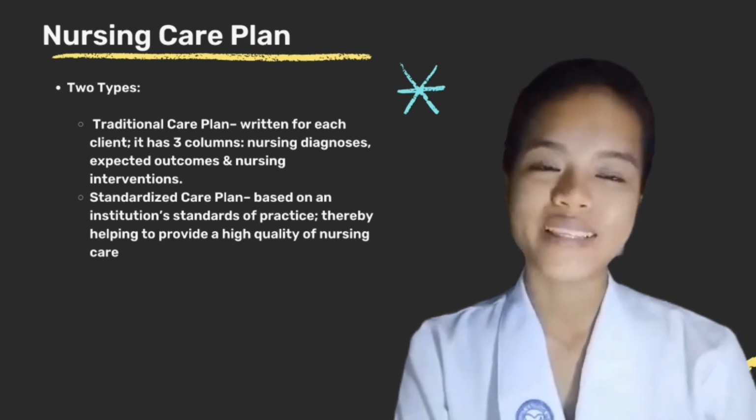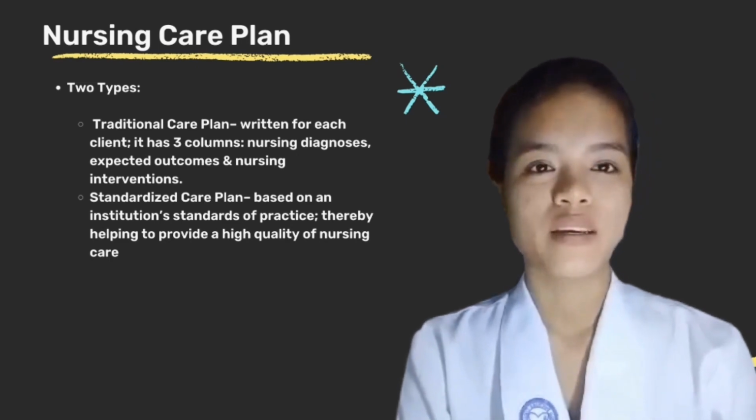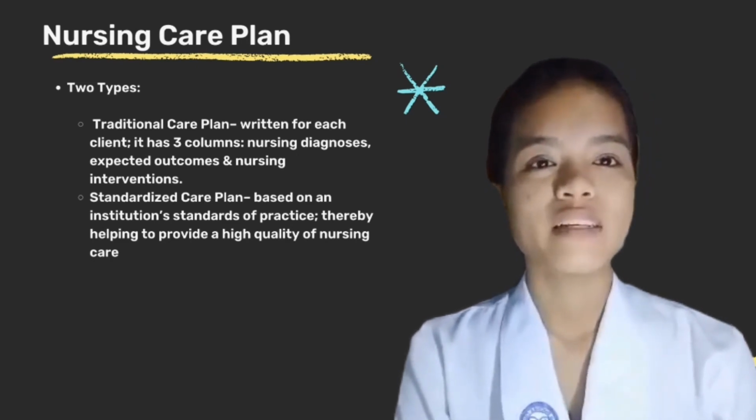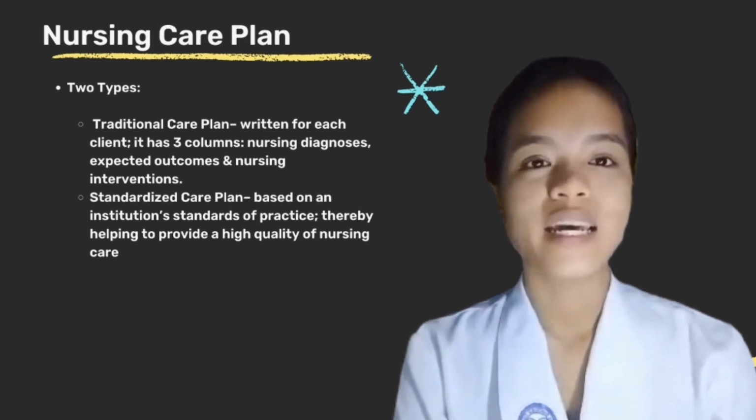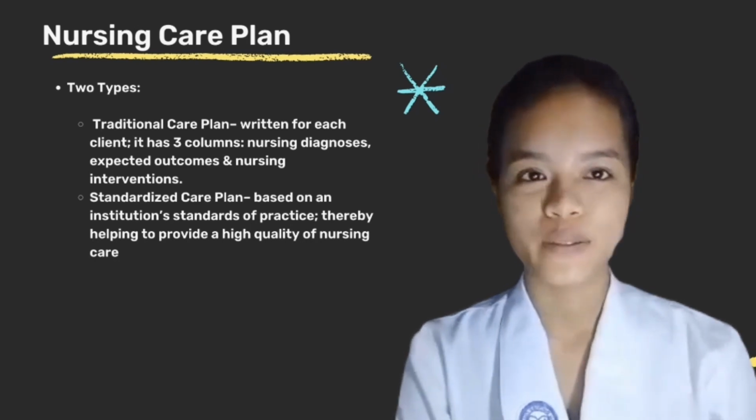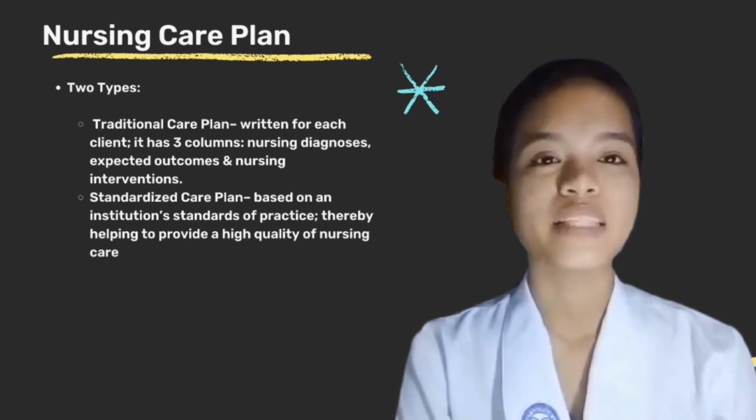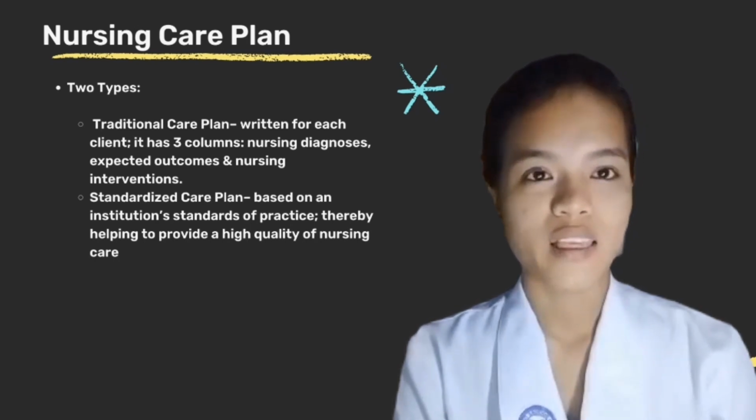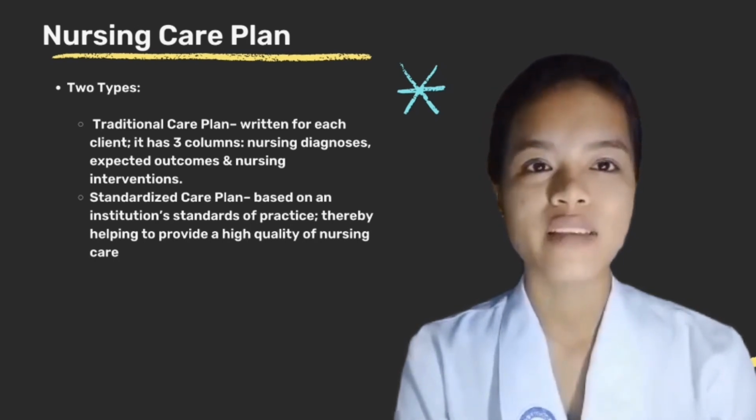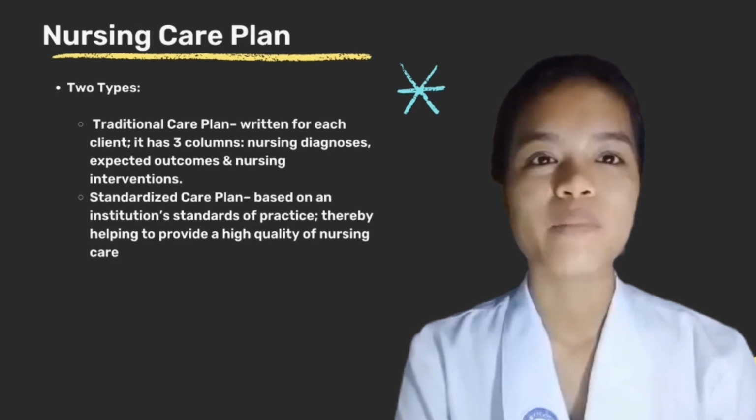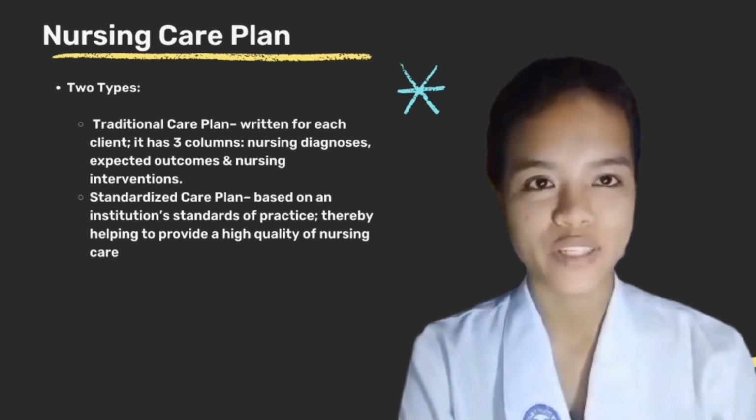Nursing Care Plan or NCP has two types. Traditional care plan is written for each client. It has 3 columns: nursing diagnosis, expected outcomes, and nursing interventions. The other one is a standardized care plan. It is based on an institution's standards of practice, thereby helping to provide a high quality of nursing care.